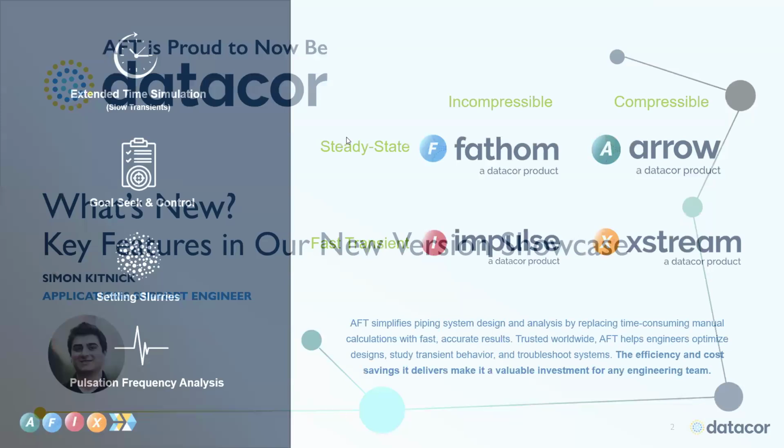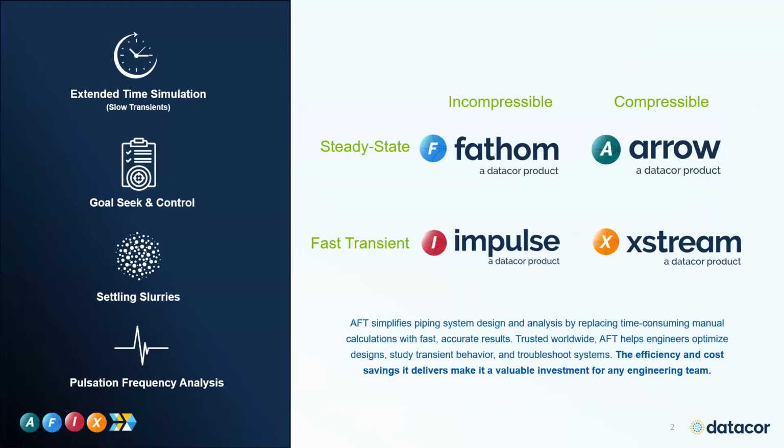I want to start out by reminding everybody of the actual products that we offer. Our incompressible and steady state product, Fathom, models liquid flow in incompressible systems. Our counterpart, Aero, models compressible flow in a steady state instance. Impulse is used for transient behavior, fast transients such as valve slam in incompressible systems, and Xstream is a counterpart that models fast transients in compressible flow systems. We also have some additional modules: the extended time simulation, goal seek and control, settling slurries, and pulsation frequency analysis.